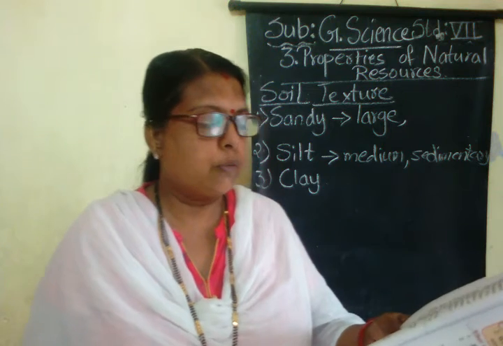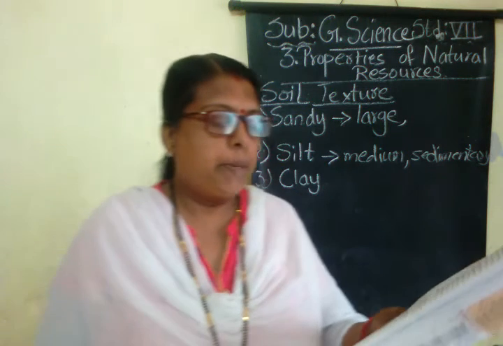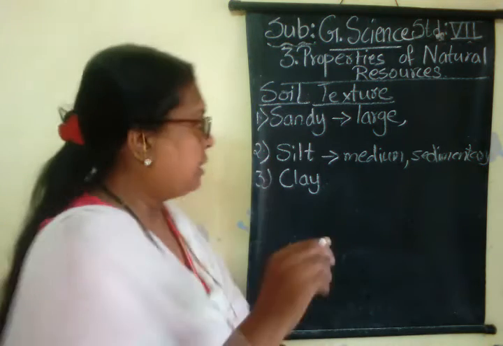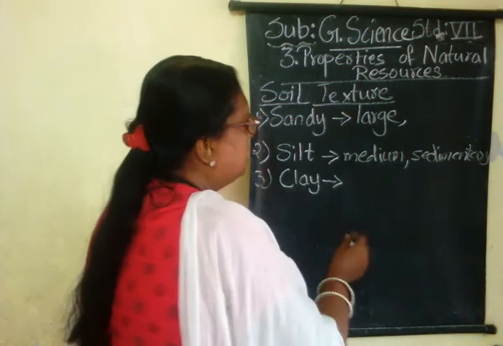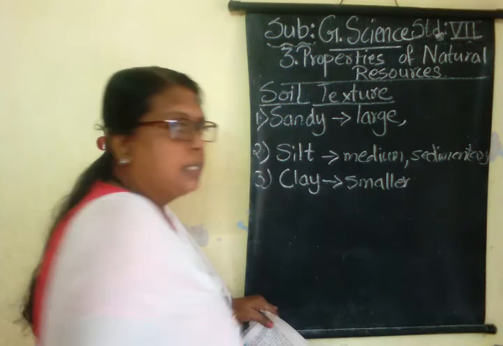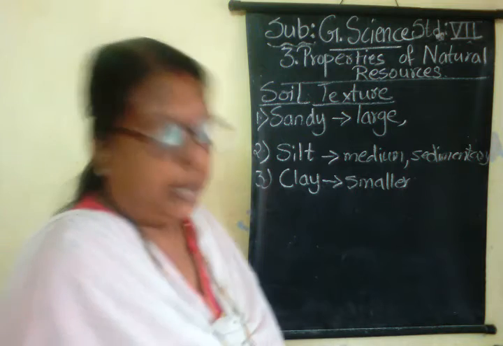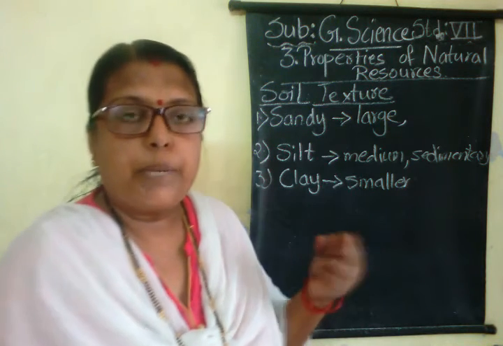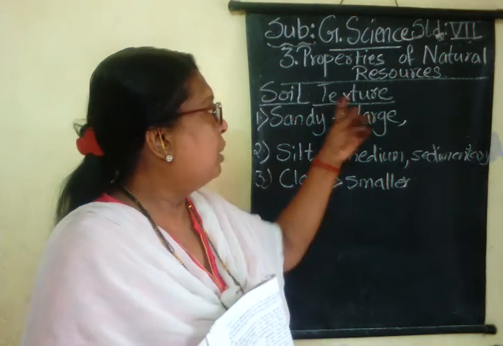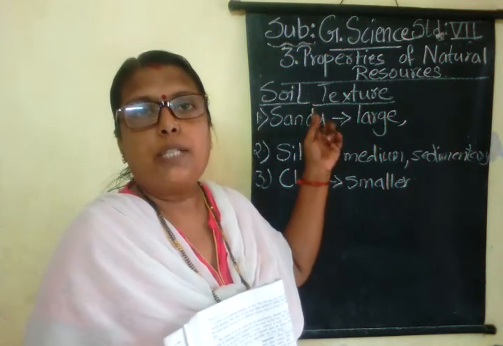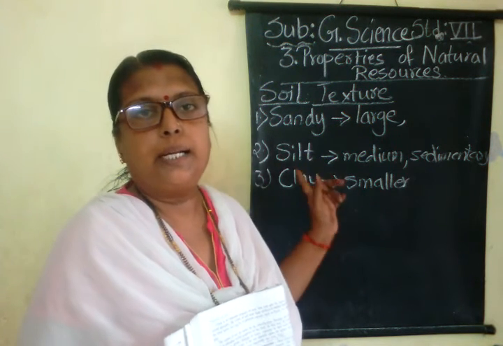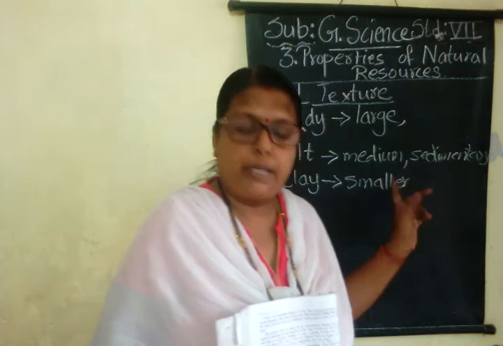Third is clay soil. In this soil, the proportion of small particles is maximum. The particles of clay soil feel smooth to touch. Clay soil has high water holding capacity. So the size is very small, and it has a very high capacity to hold water and it is very smooth to touch. So based on the texture, soil is differentiated into sandy soil, large particles, then silt soil, medium size particles, and clay soil, very fine, smooth particles, very small size.